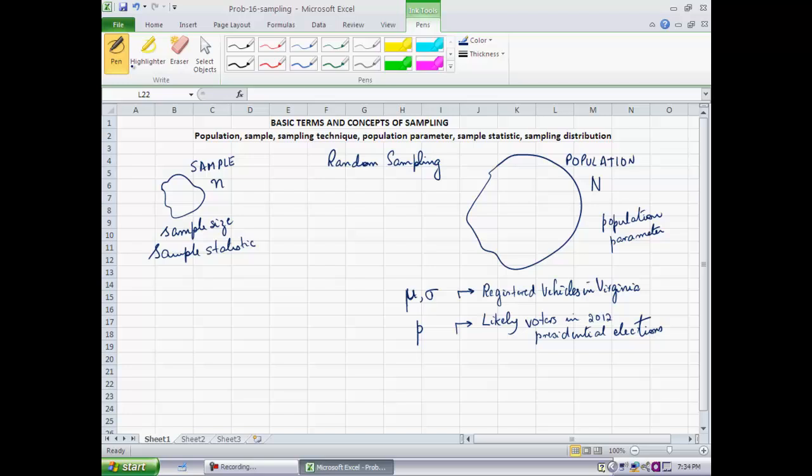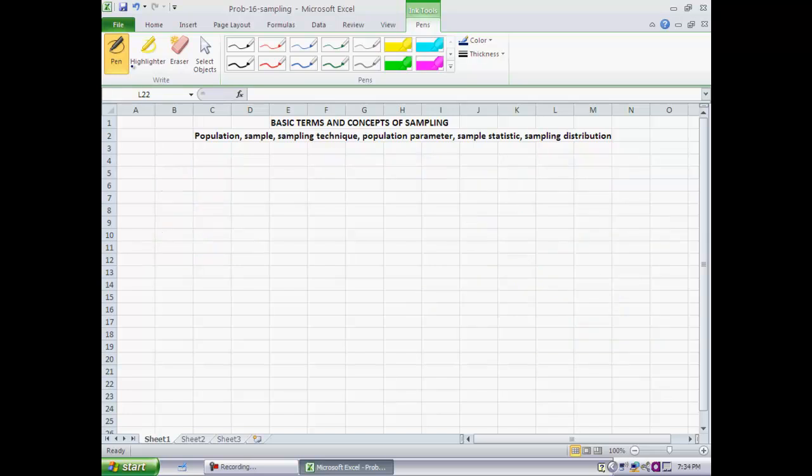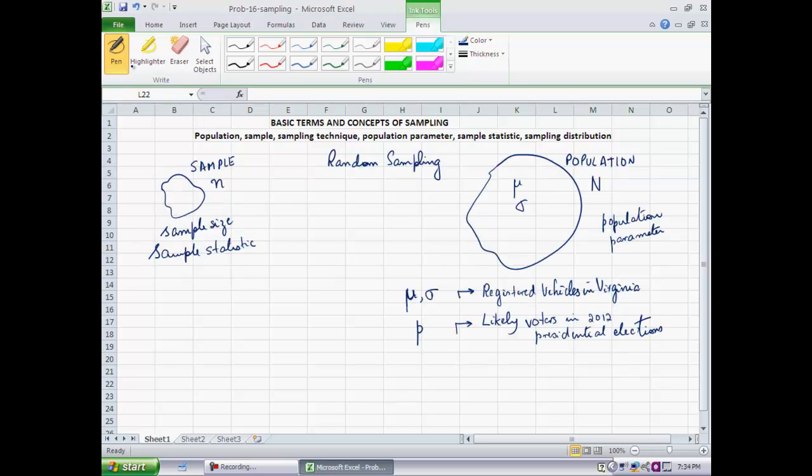So these three properties that I've just cited as examples, mu, sigma, and P, are what are called population parameters. In other words, population parameters are simply properties of a population that we're interested in estimating.